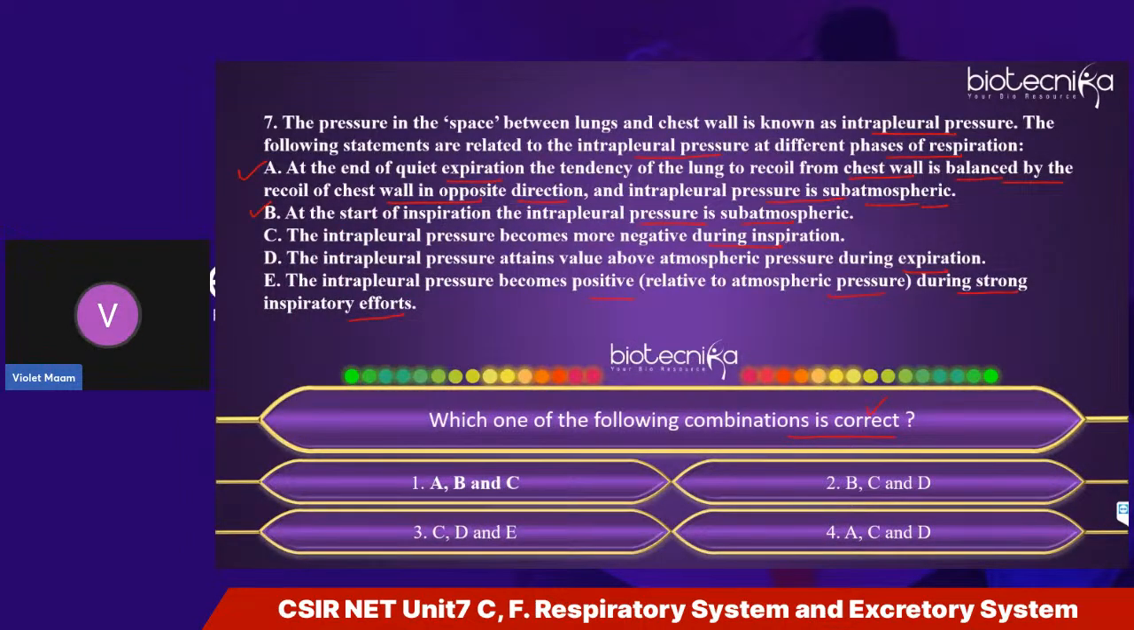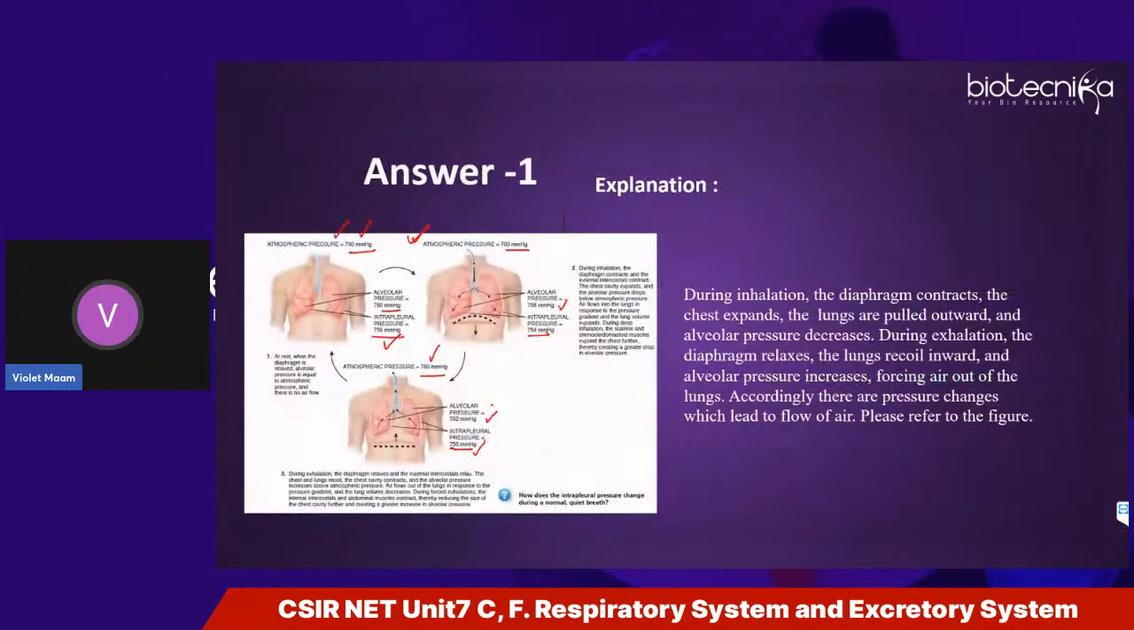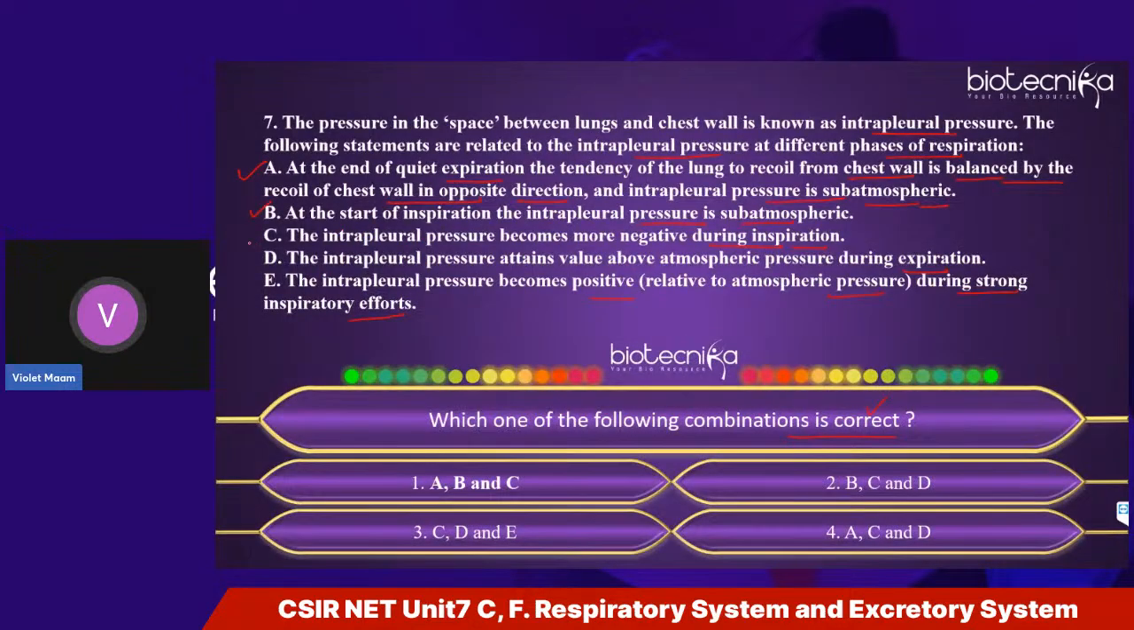C, the intrapleural pressure becomes more negative during inspiration. So more negative means the value should decrease. So is it decreasing? 756, 754, right? It is becoming less. So C is also correct.